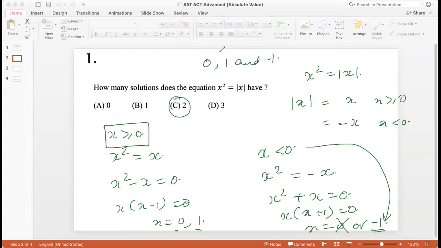So the 2 solutions that we had gotten with x greater than 0 are now joined by one solution from x less than 0. And so the right answer here is 3 solutions. Okay, let's go to the next question.